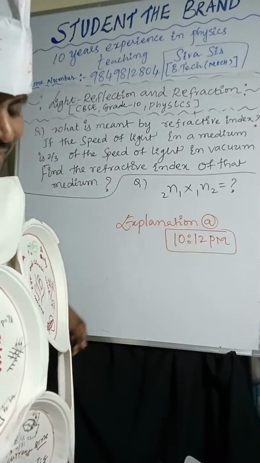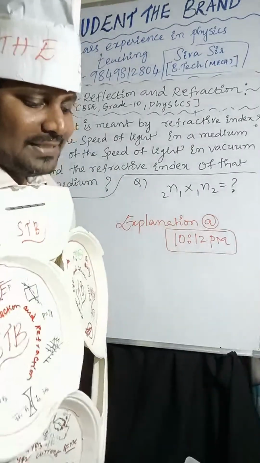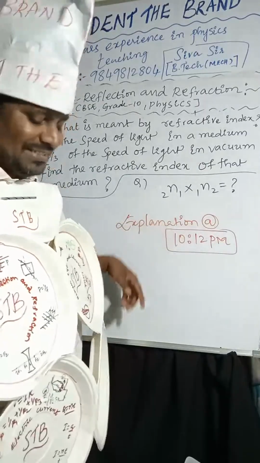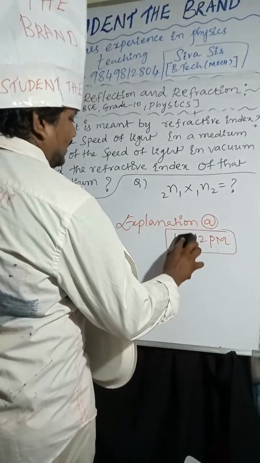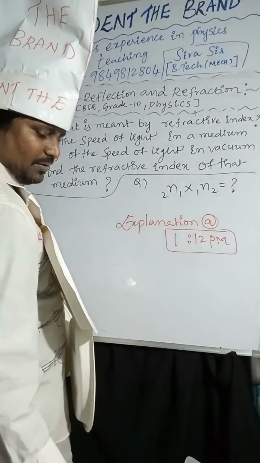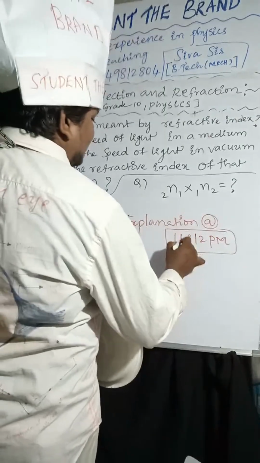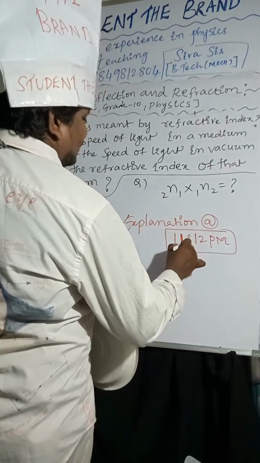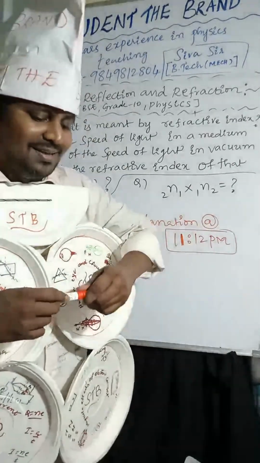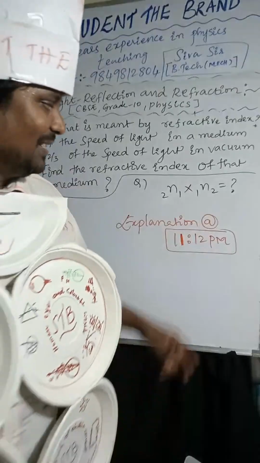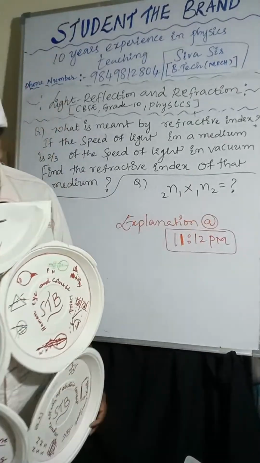Okay, sorry for the timings. Actually here the time is 11:10. I mentioned 10. Sorry for that. You can take it as 11:12. I hope you can understand. Sorry for it. 11, 12, one more minute. Anyway, I'll drink water and come. Okay, check it once.